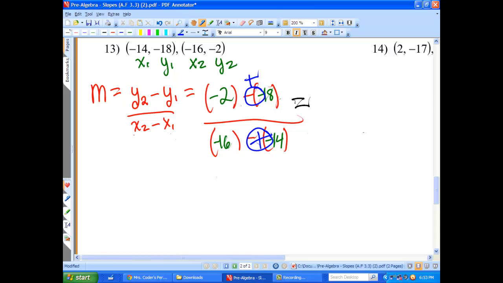Then we simplify the top of our fraction. We have negative 2 plus 18. Negative 2 plus 18 gives us 16 positives because we have 2 negatives and 18 positives. That would leave us with 16 positives. On the bottom, we have 16 negatives, and we change this to 14 positives. That would give us 2 negatives left.